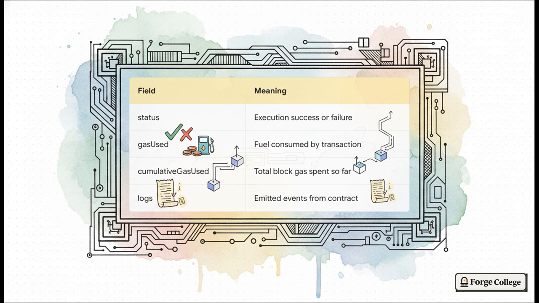the cumulative gas used, which is super fascinating because it shows how much total gas the block has consumed up to your specific transaction's exact position within that block. And finally, the logs, which are any events your smart contract emitted, almost like a receipt itemizing exactly what you bought or changed.